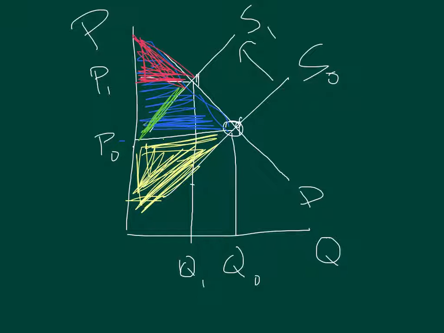So it's above the supply line. They would have produced at this price. They ended up selling at this price. So it is this area. So as you can see, that has shrunk.